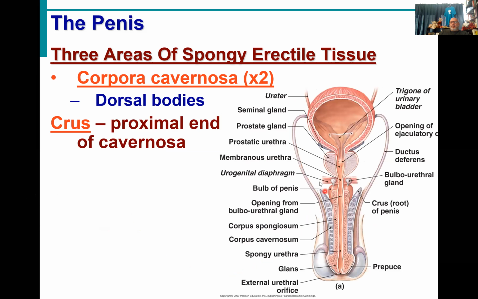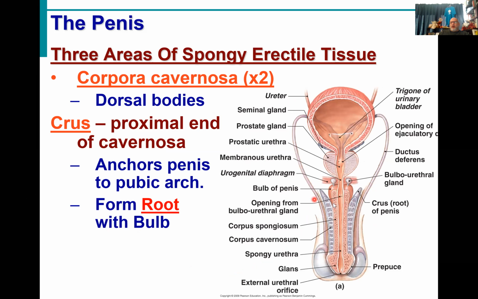Notice at the proximal end, the Corpora cavernosa taper. And as it tapers, it forms a structure called a crus, the singular, the plural being the crura. And the two crura plus the bulb together form what we call the root. So these three structures together help to anchor the penis to the pubic arch, to the urogenital diaphragm, and form what we call the root of the penis.